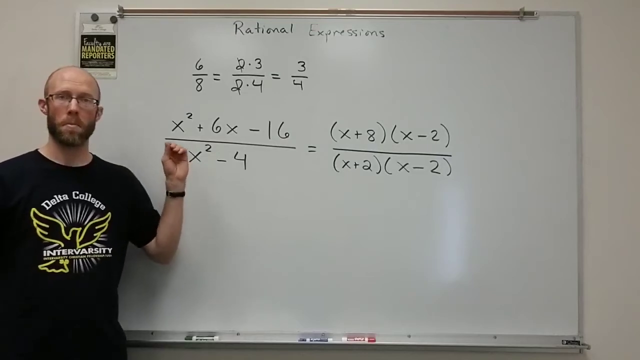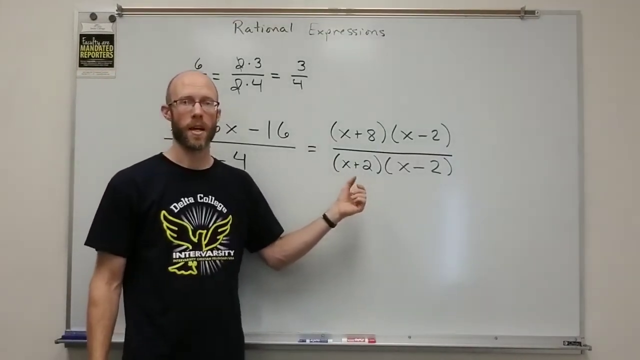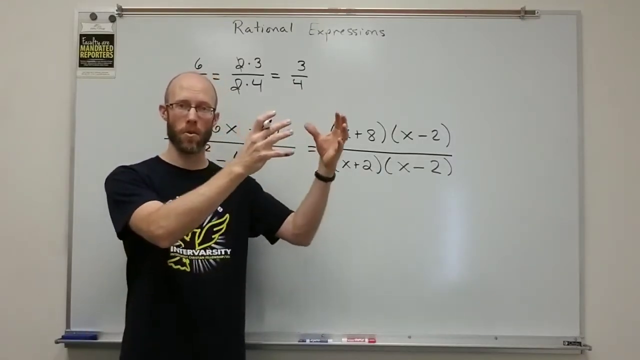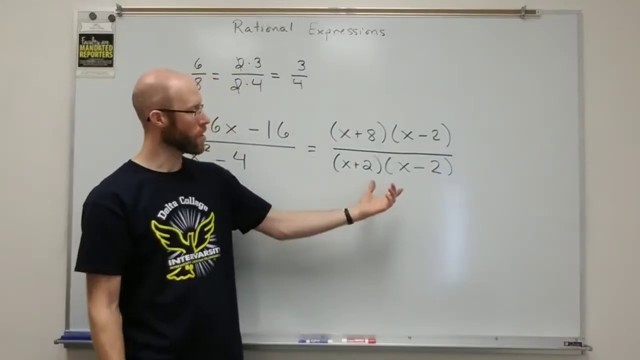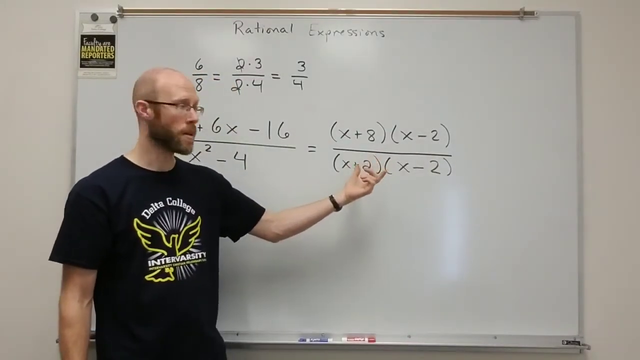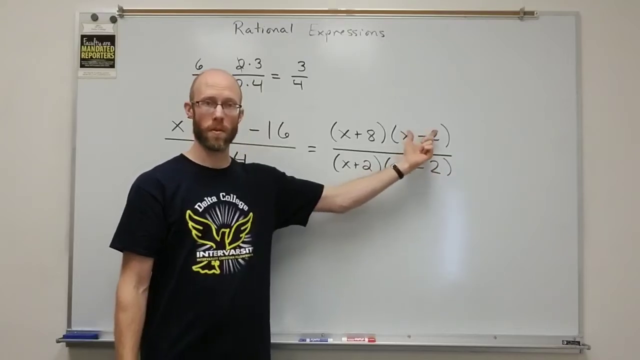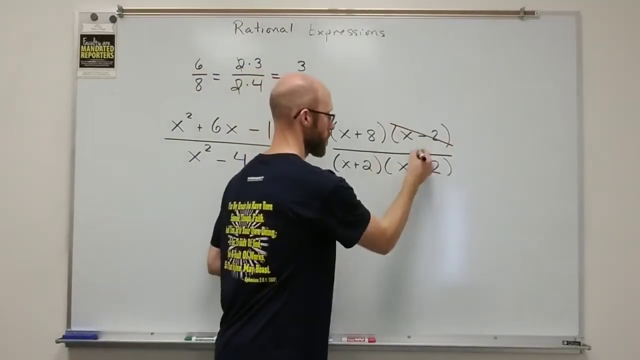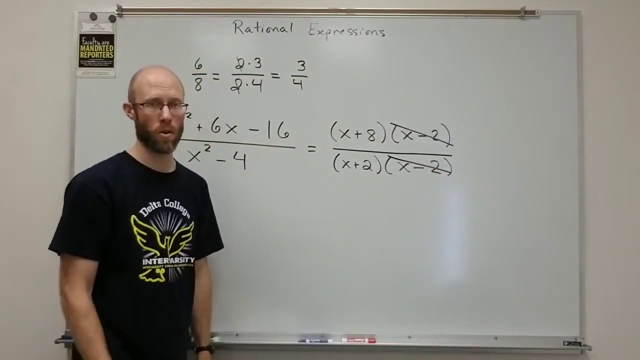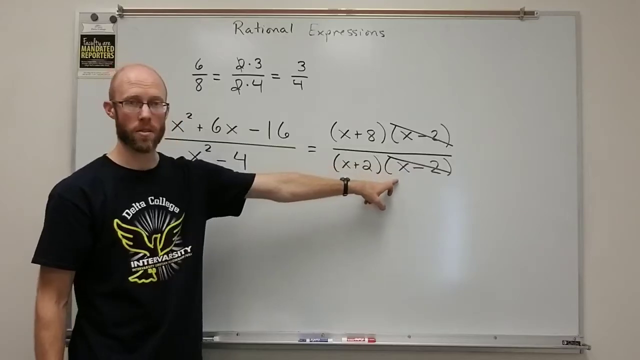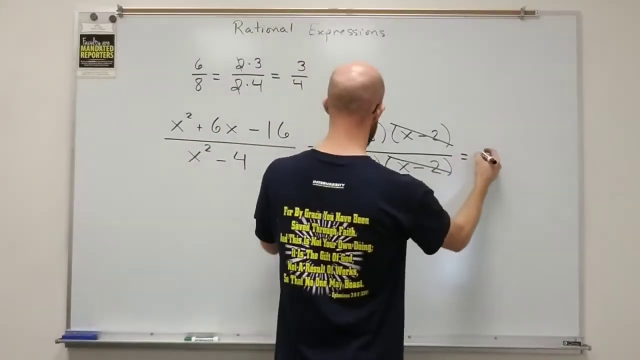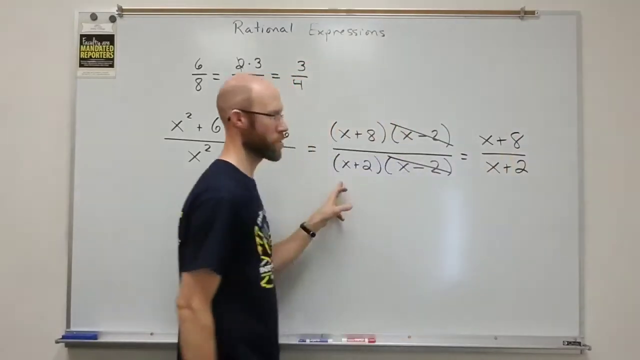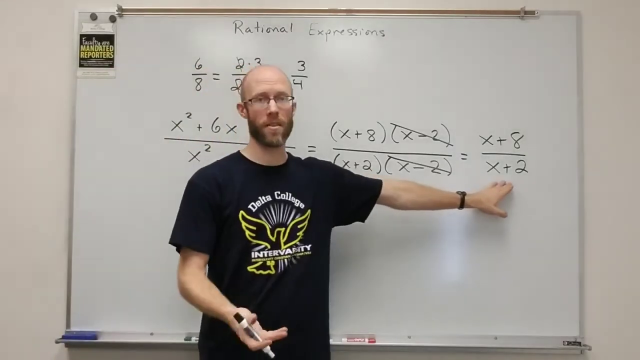Now we have the polynomials in their factored form. In order to reduce, we have to cancel entire factors as long as they're common to both the top and the bottom. Here, there is a common factor, x minus 2. We have one of them on top, one of them on the bottom. The entire factor has to cancel off. You cannot cancel parts of a factor. That wouldn't work. So those two cancel out, and we're left with x plus 8 over x plus 2. This is the simplified form.